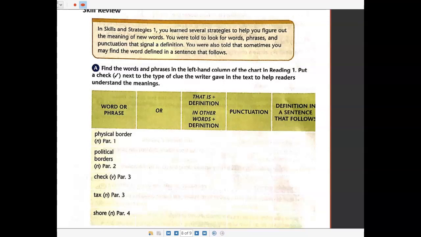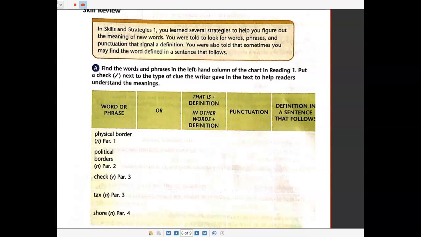Okay, I'm going to continue checking on page 9 with skill review. In Skills and Strategies 1, which is found on page 2 of your book, you learned several strategies to help you figure out the meaning of new words. You were told to look for words, phrases, and punctuation that signal a definition. You were also told that sometimes you may find the word defined in a sentence that follows.